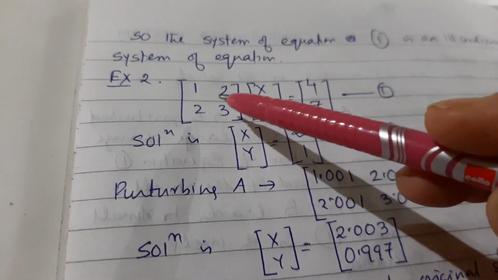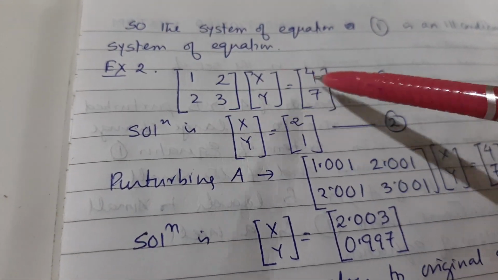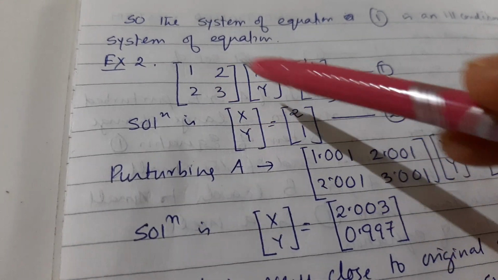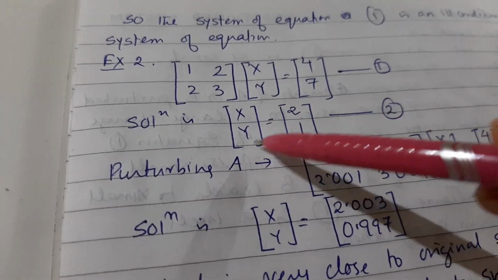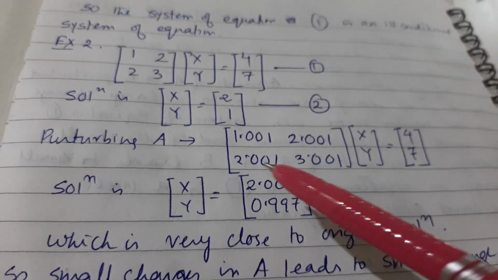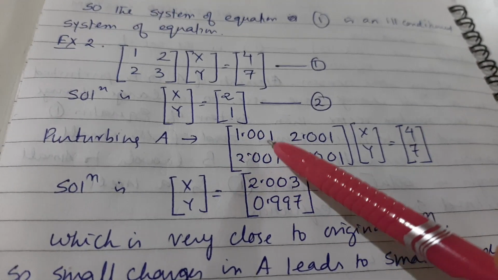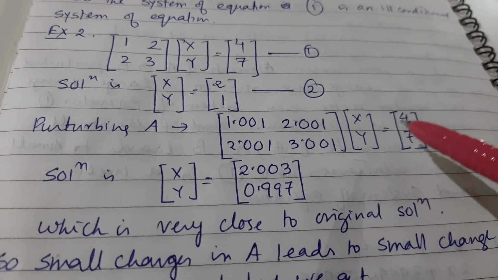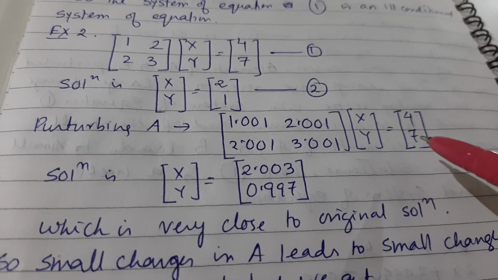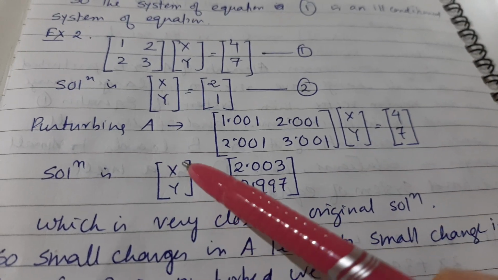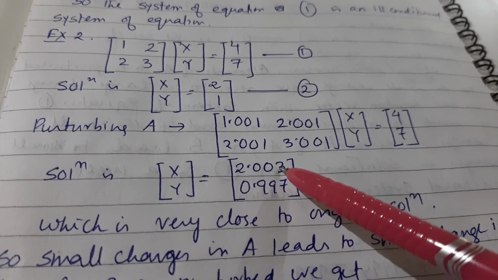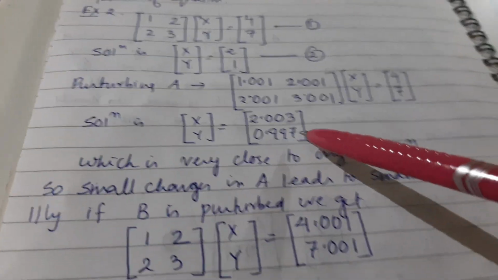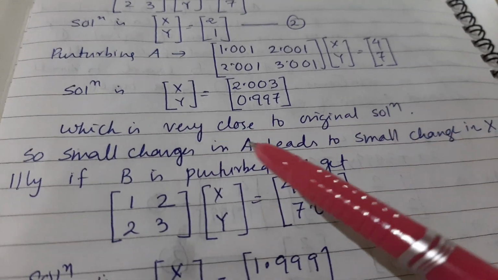I am giving you another example. This is your A, x and b vector, and if I solve this equation, I get x = 2, y = 1. Similarly, if I change the elements of A to 1.001 and so on, with b not changed, then solving this equation, we get 2.003 and 0.997, which is very close to the original solution.